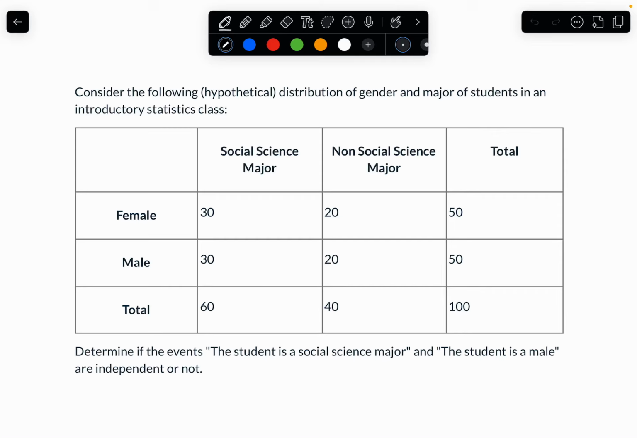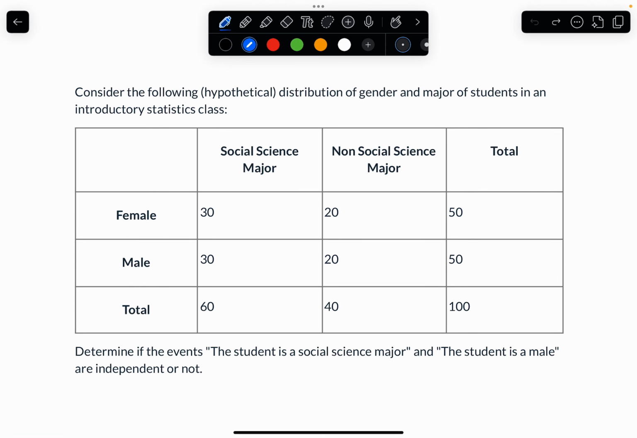In this last video, we'll talk about how to determine whether two events are independent or not. So this says we have a hypothetical distribution of gender and major of students in an Intro to Stats course, and then whether the student was a social science major or a non-social science major, and whether that student identified as female or male. And it's kind of an interesting distribution, one that's very strange. We wouldn't probably see this in real life, but we have this very kind of symmetric distribution.